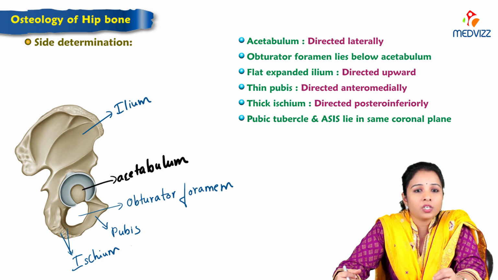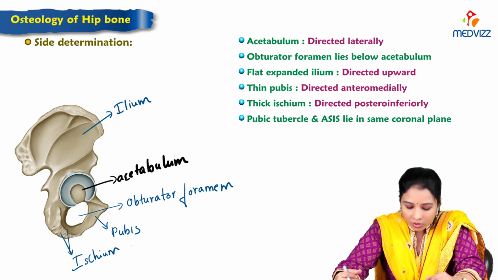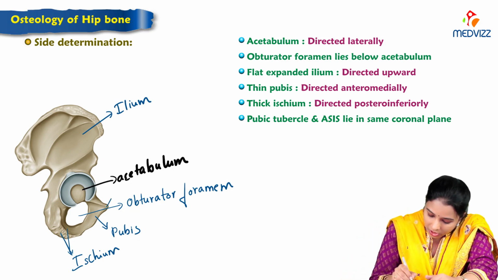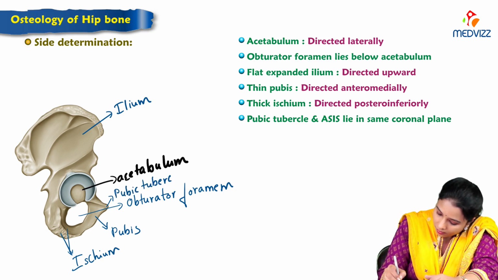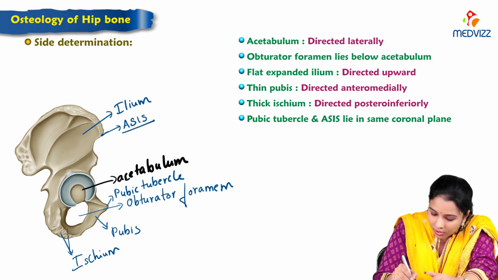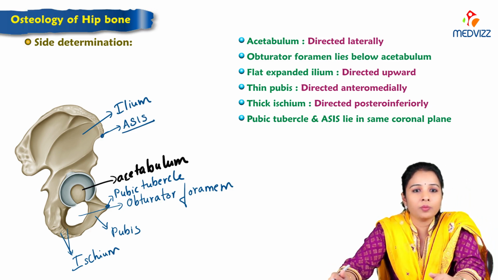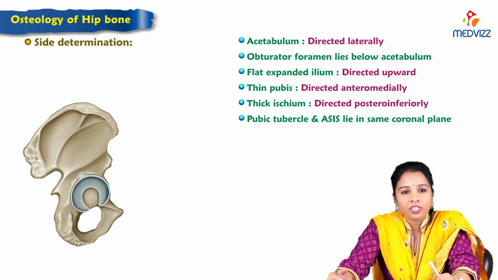So there is a tubercle called pubic tubercle and the anterior superior iliac spine. They both should lie in the same coronal plane. The projection from the pubis is called pubic tubercle, and the anterior end of the upper end of the ilium is called anterior superior iliac spine, in short ASIS. These 2 points should lie in the same coronal plane when we keep it in anatomical position. Okay, next we would discuss each part in detail.